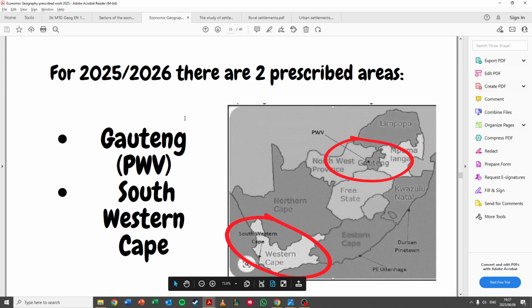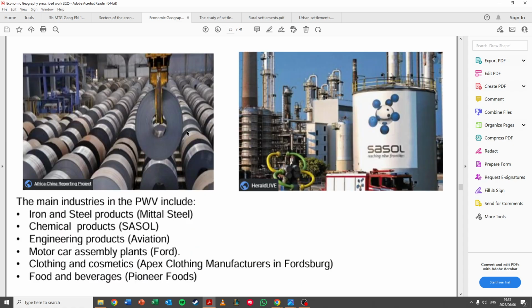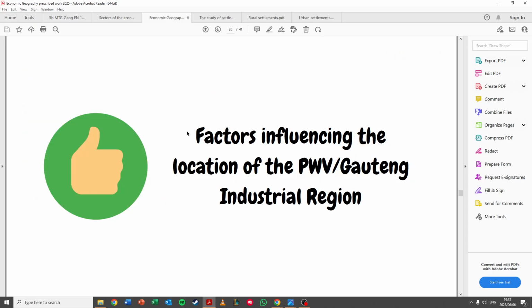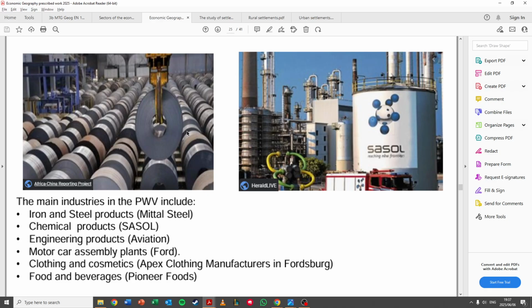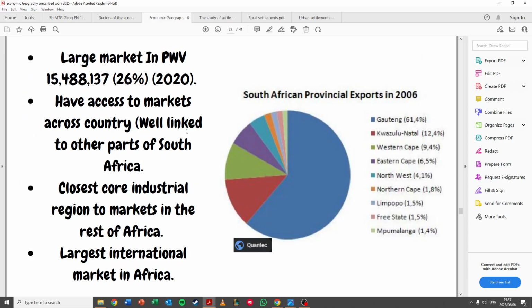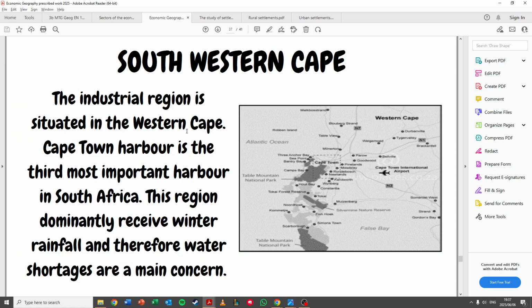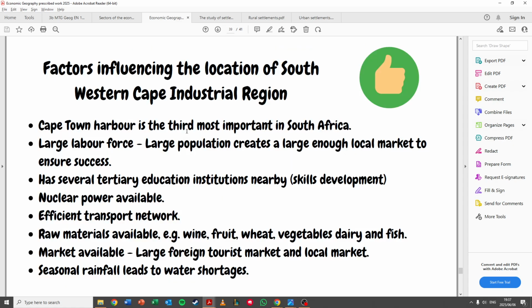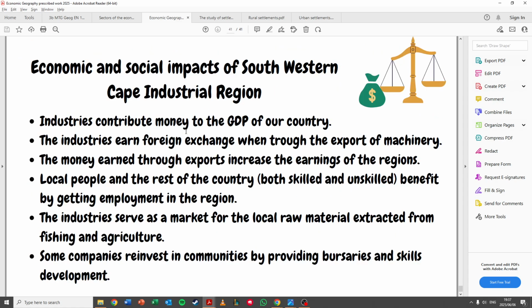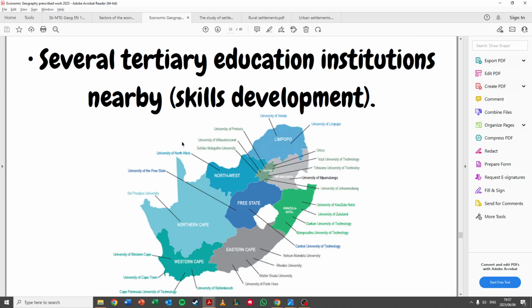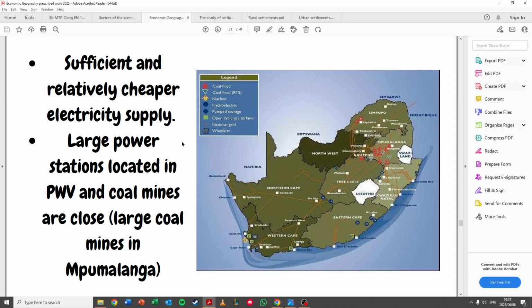Now, for this year, you obviously have to know Gauteng and Southwestern Cape. Once again, this is memorizing work. Make sure that you know all of this. Know what the main industries are, the factors that influence it, the factors that hinder it, the economic and social impact of it, and obviously the location as well. But all of this is memorizing work, so I'm not going to go through it because I will literally just repeat everything I said.